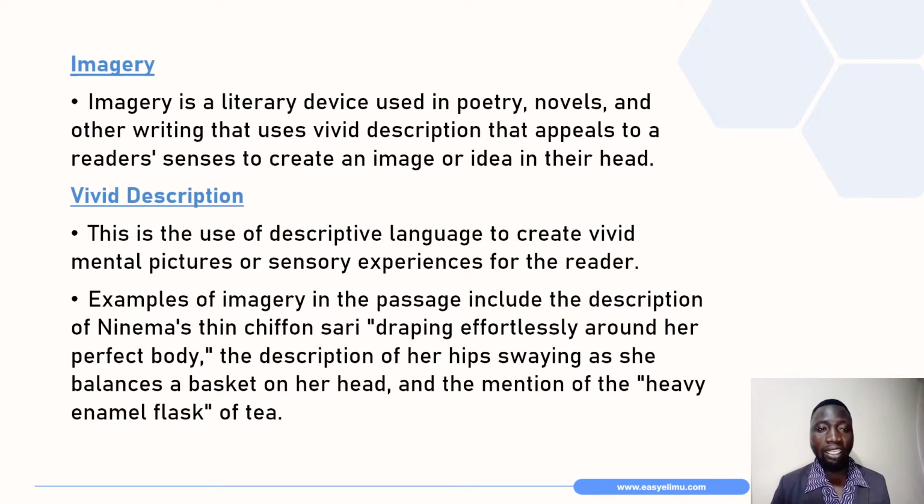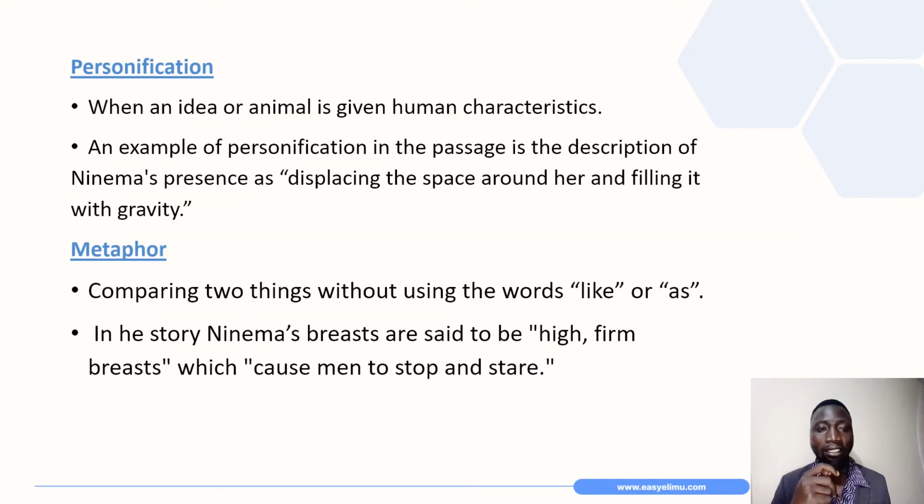So on to the next style that we have under imagery, which is personification. Remember this: an idea or animal is given human characteristics. This figure of speech, just like we've said earlier, involves attributing human qualities or characteristics to non-human objects or concepts.